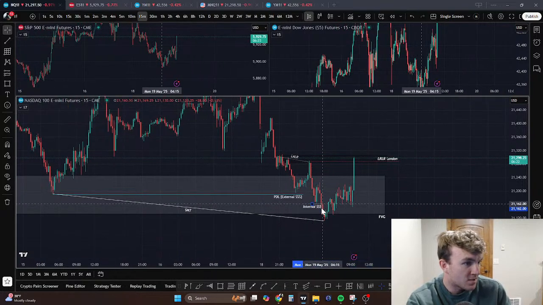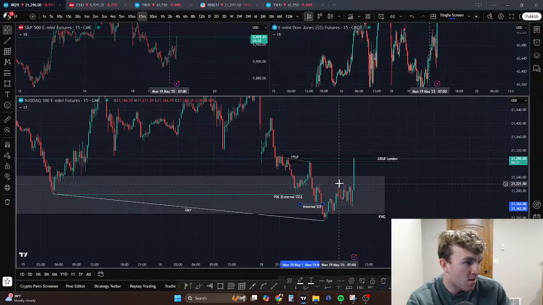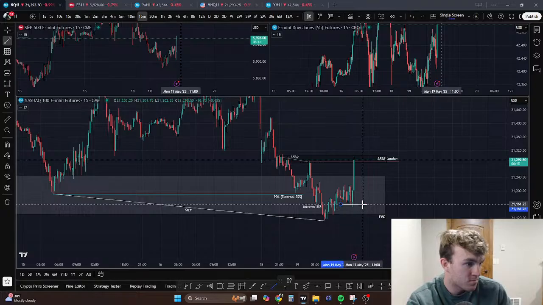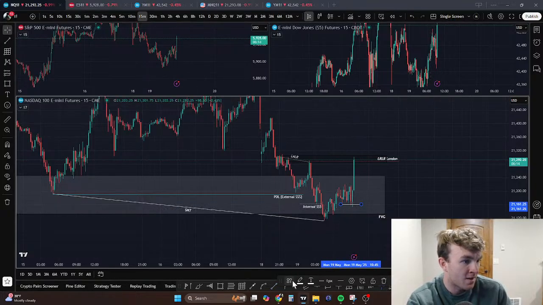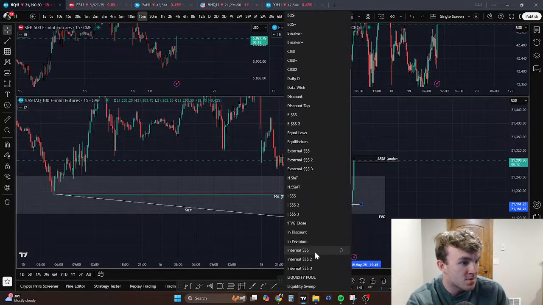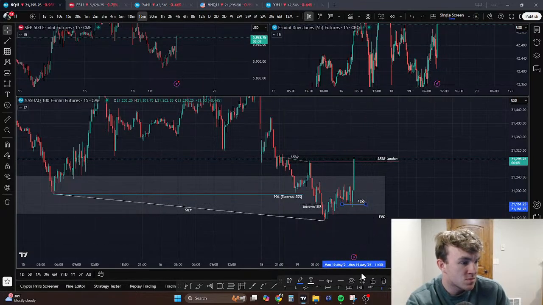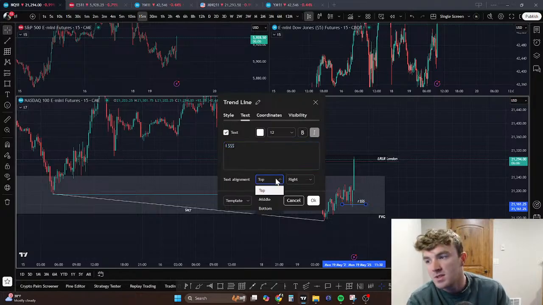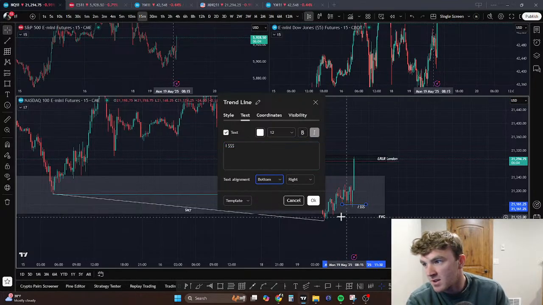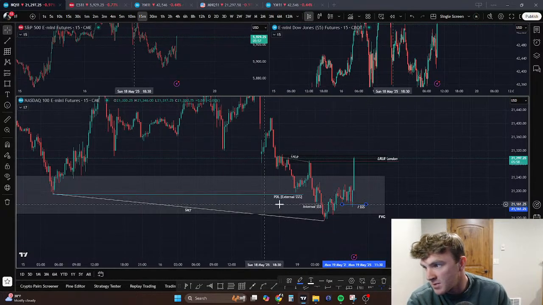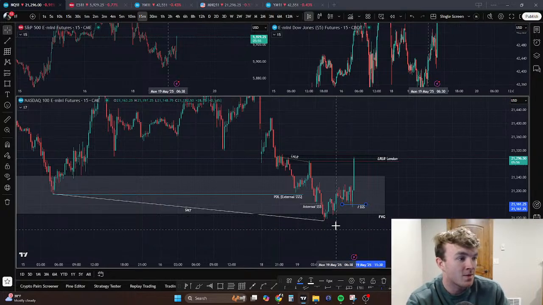And then you can see this right here, over here. This was inducement right here. That little wick down, that was inducement. What I've been noticing is anything on the right-hand side of the curve is inducement. Anything on the left-hand side of the curve is either an external liquidity sweep or an internal liquidity sweep. That's what I'm realizing, right?